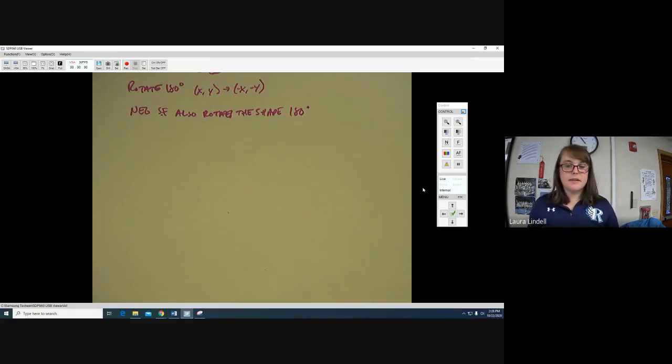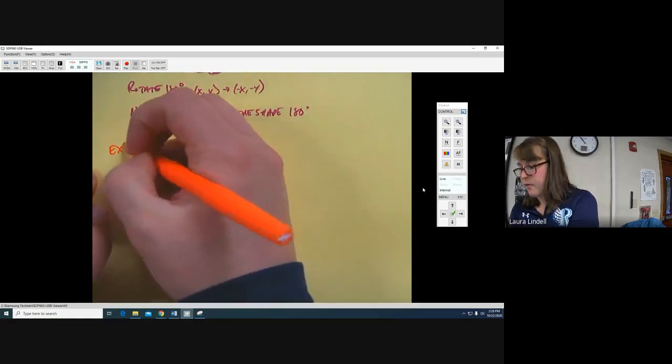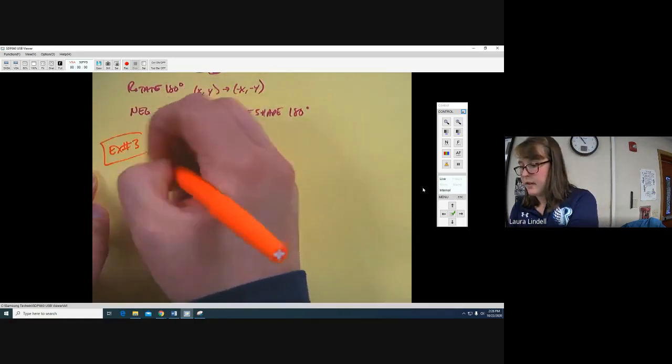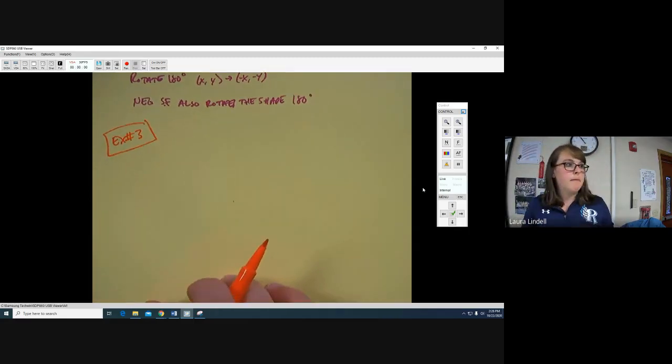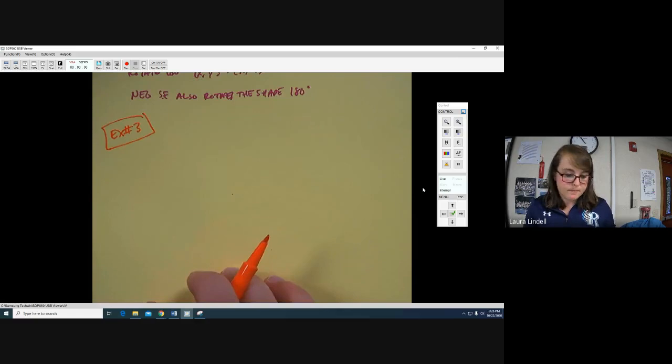Last example is going to be talking a little bit more about what scale factor looks like, but not in the coordinate plane. So last example, or at least last example on paper in our notes before we move on to talking about what it's going to look like in the homework.